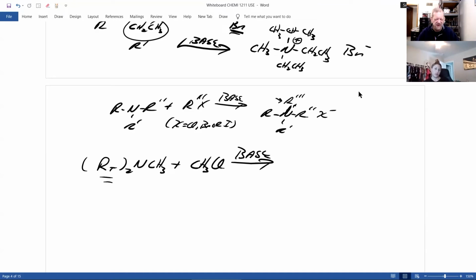And R sub T means tallow. When we get into fats and oils in a couple of weeks, I'll teach you the actual structure. But it's an R group with 16 to 18 carbons with and without a double bond. All those. And there are two of them on that nitrogen. That's called a tallow group, or sometimes called tallow alkyl. And it comes from, you'll just have to wait where it comes from. And it's your turn. What would be the organic product or products for the following reaction?